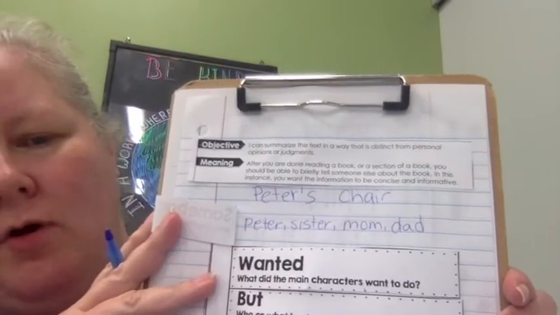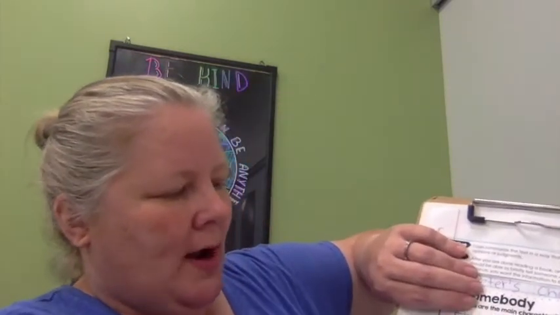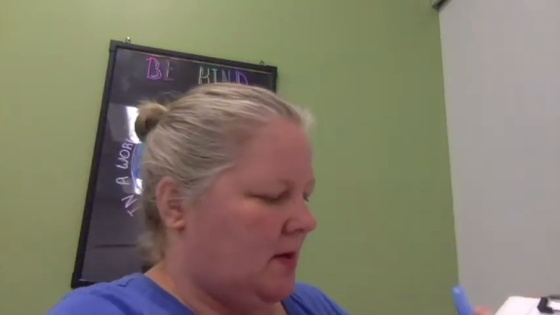So somebody, who are the main characters? In this book, my main characters were Peter, and I'm making a mess and not writing on the line, his baby sister, and I'm just putting sister, his mom, and his dad. Those were the main 4 characters. You shouldn't write this because you're doing Galamoto, okay? Wanted. What did the main characters want to do? Well, they wanted to paint Peter's things for his sister, right?